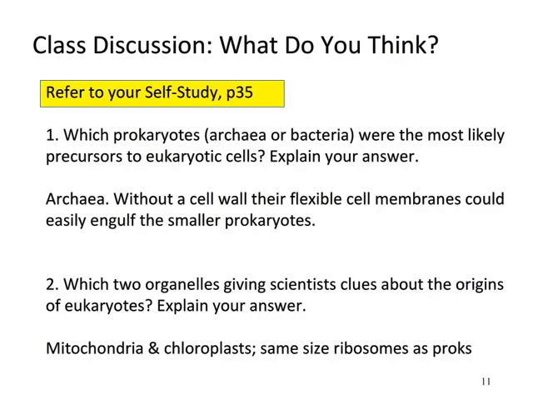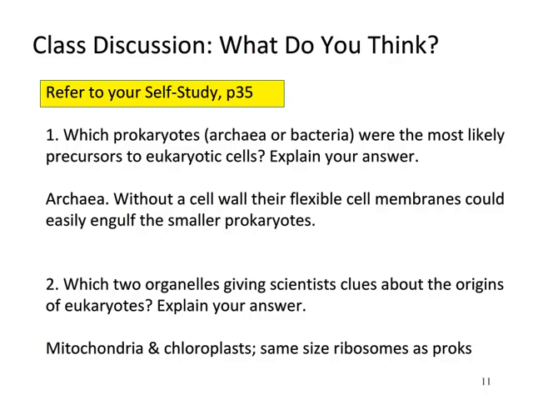And then for the second question, it's the mitochondria and the chloroplasts that give us clues about the origins of eukaryotes. Because, remember, the mitochondria and the chloroplasts have ribosomes. And those ribosomes are the same size as prokaryotic ribosomes.